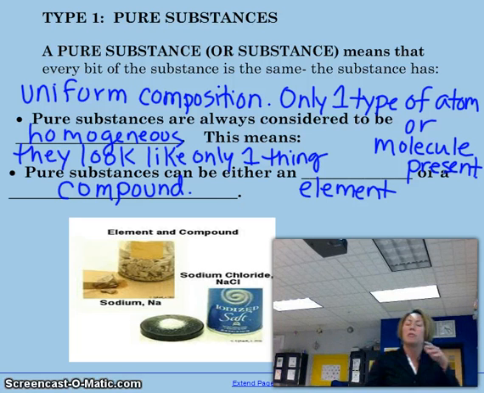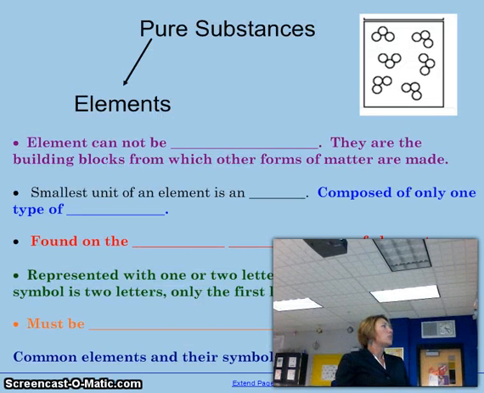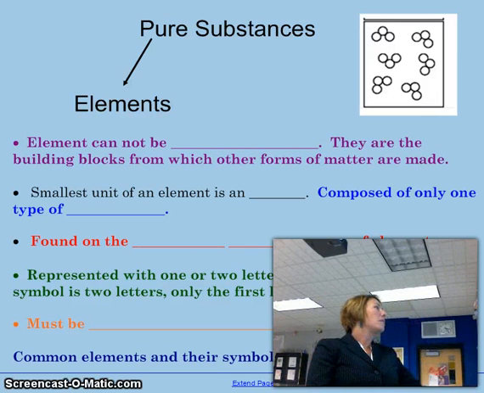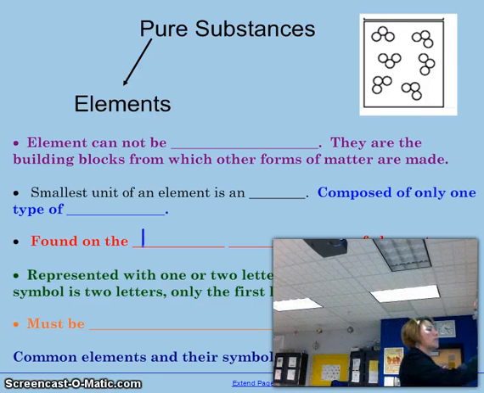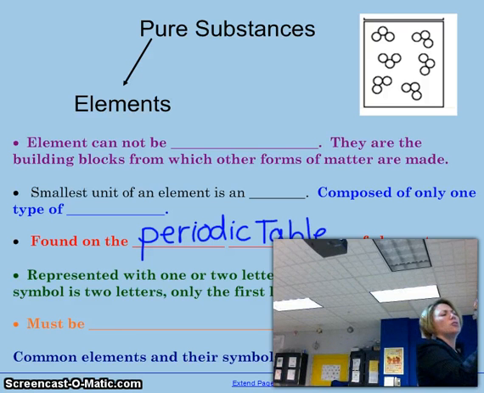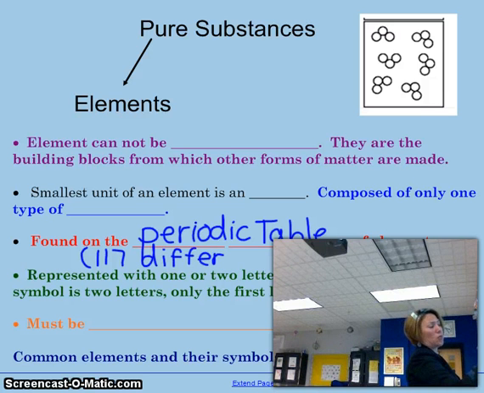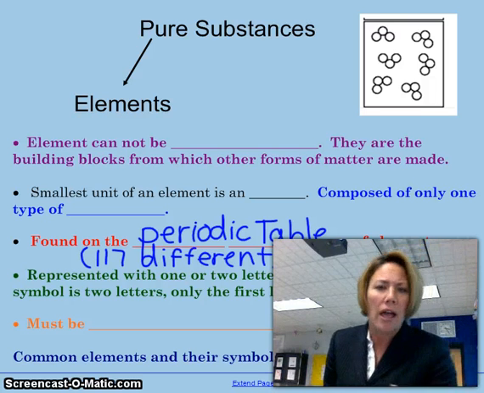And we're going to talk about the properties of each of those next. So elements first. Elements are the things on the periodic table, okay? They're found on the periodic table. There are something like 117 different elements. They just discovered a new one or created a new one the end of August. Okay? If they're not on the periodic table, they're not an element.